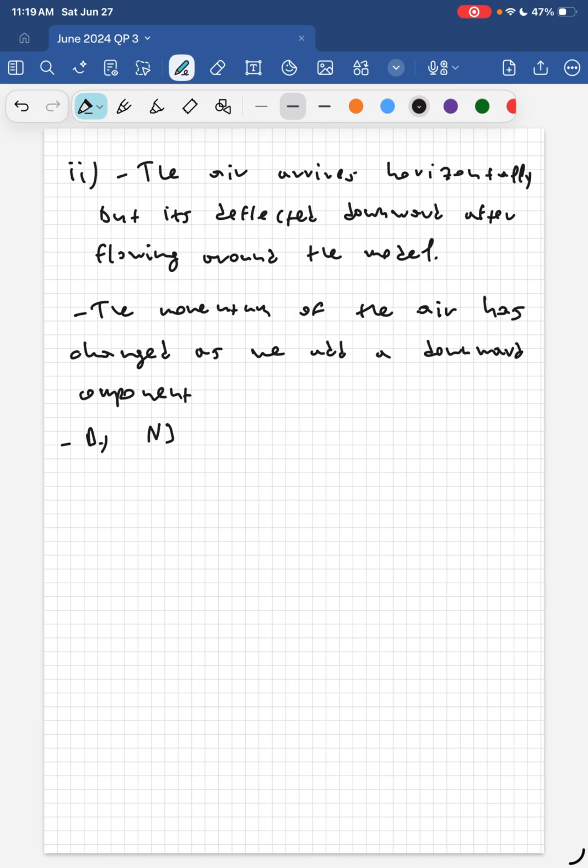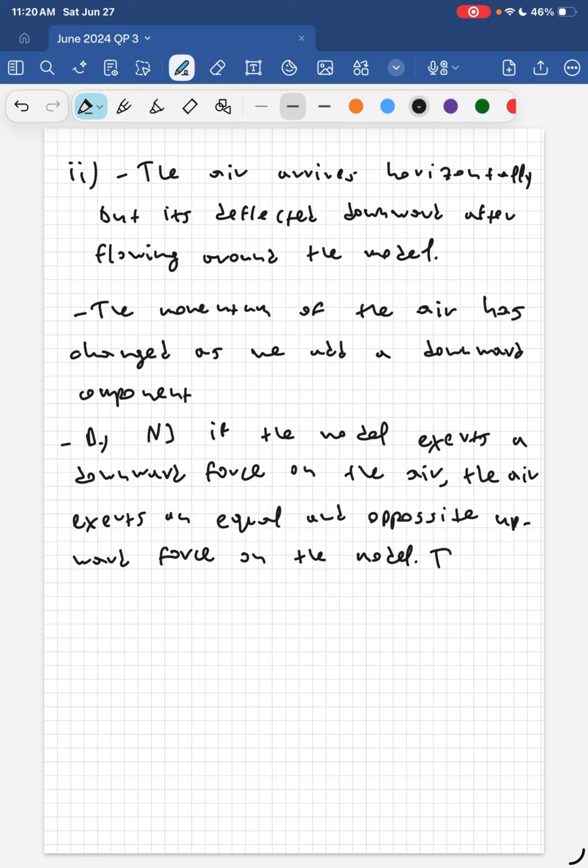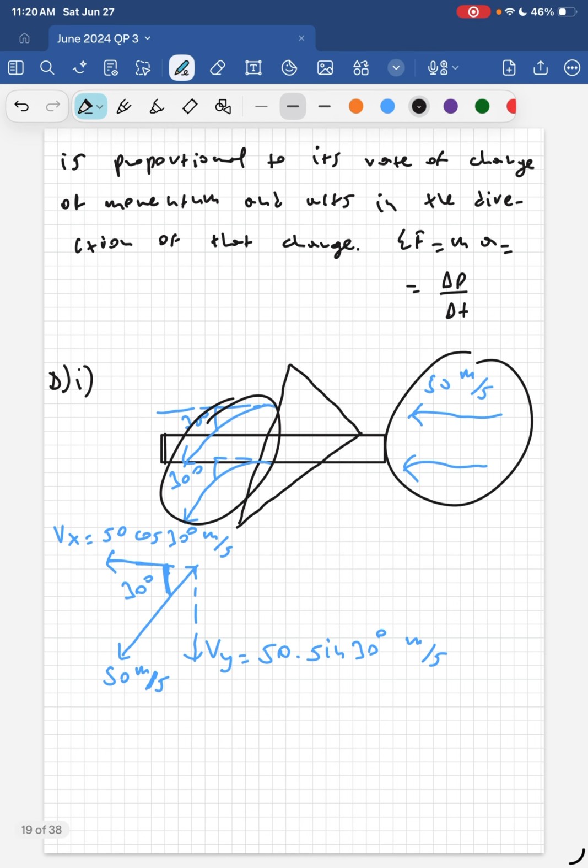So by Newton's third law, if the model exerts a downward force on the air, the air exerts an equal and opposite upward force on the model. Okay, so this creates a lift. But we are not done yet. There's a third part in this question.